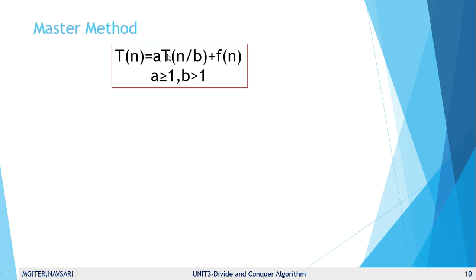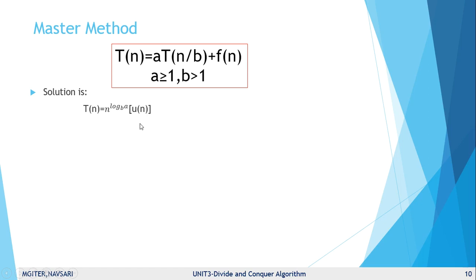Now the master method takes the following form, that is T(n) is equal to a T(n/b) + f(n), where a is greater than or equal to 1 and b is greater than 1. If this type of form is given, then the solution is T(n) equal to n power log base b of a times f(n).